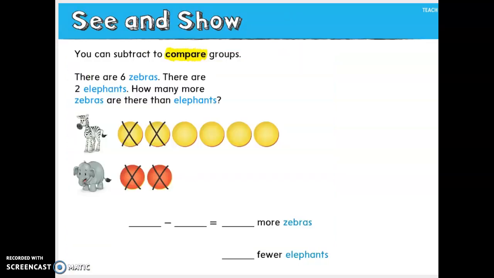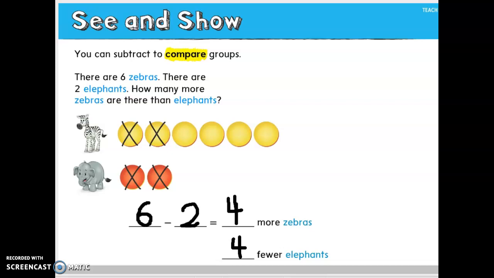Okay, we are on the top of the next page where you have a zebra. And the zebra says, zebras rule and elephants drool. I don't think he's being very nice. I think he thinks zebras are better than elephants. Okay, we're going to read this, and it says you can subtract to compare groups. There are 6 zebras. There are 2 elephants. How many more elephants? I'm sorry, I didn't read that right. How many more zebras are there than elephants? So here's how. Okay, I'm not sure if that recorded or not, so I'm going to read this really briefly again.